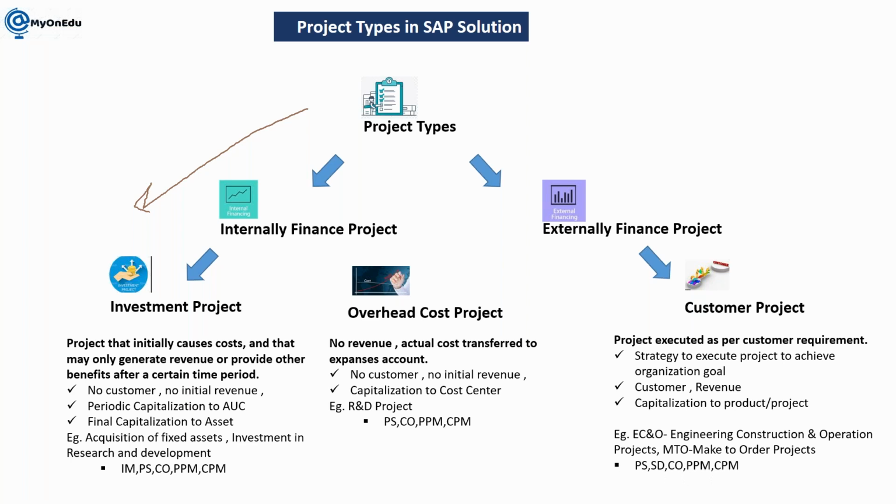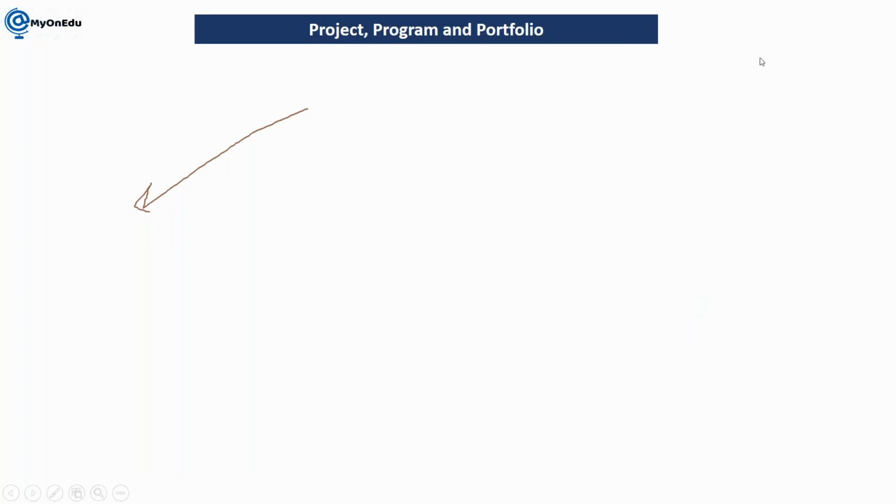Here you can use PS, SD for sales, CO for controlling, PPM portfolio project management, CPM, and you will have PP also in some cases. Now you are having project, program, and portfolio. See what happened, and you will get the same question in your interviews also.